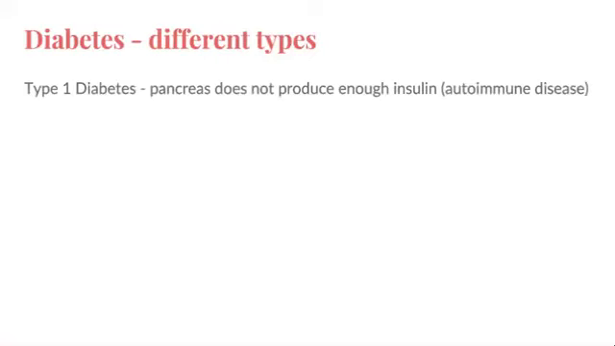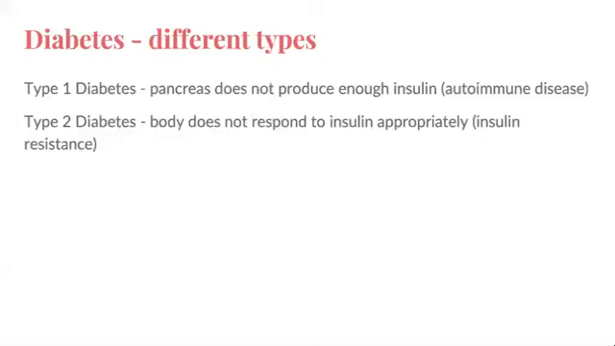We have type 1 diabetes, where it's an autoimmune disease, where the beta cells of the pancreas are attacked, and that leads to a lack of insulin. In type 2 diabetes, it's a different problem. The problem is with insulin resistance, so the body isn't responding adequately to insulin, and therefore the glucose levels in the blood will build up.